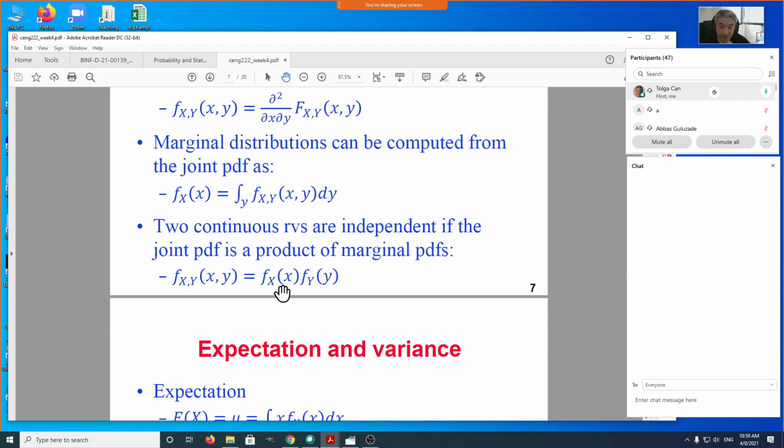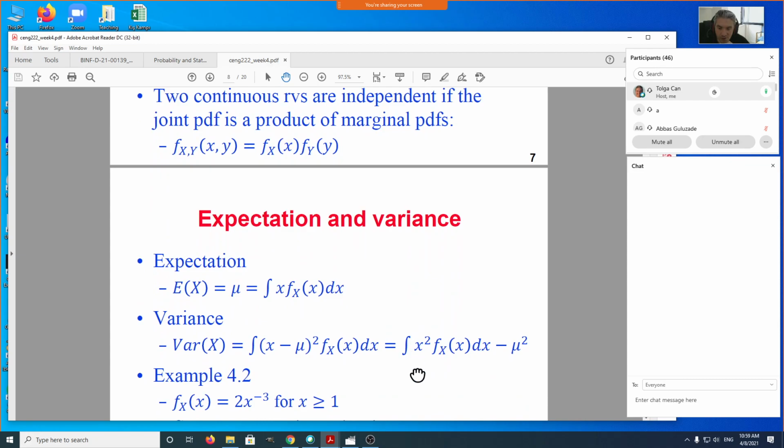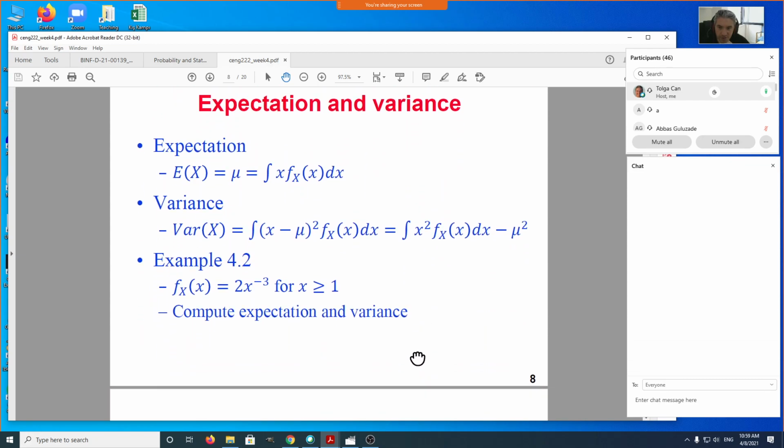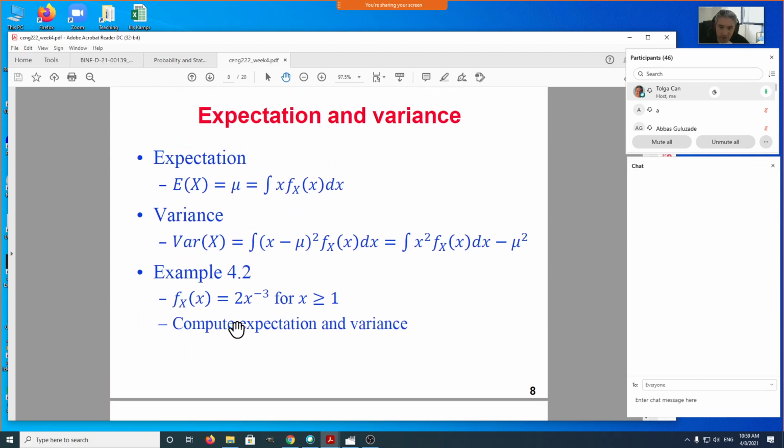If two events are independent, the two random variables, not events, sorry. If two random variables are independent, then their joint probability density function is a multiplication of those. But if they're not independent, we cannot just multiply them like this to find the joint distribution. Expectation, variance. So yeah, look at this.